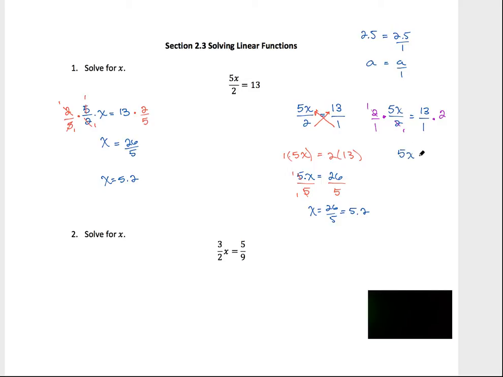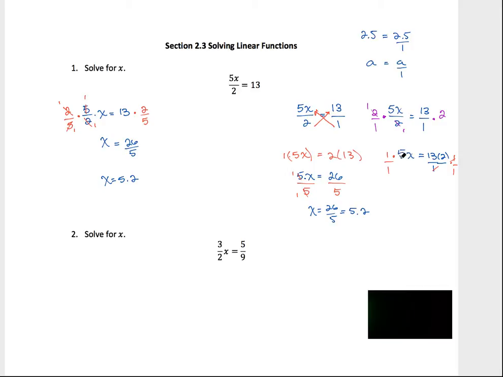Let me go ahead and finish this. Now I have 5x is equal to 13 over 1 times 2. Now I have this 1, and I want to get rid of it or undo it. That's the same thing as multiplying the right-hand side by 1, so that cancels out. You can think of that as 1 over 1. But whatever I do on the right-hand side, I have to do the same thing on the left-hand side.